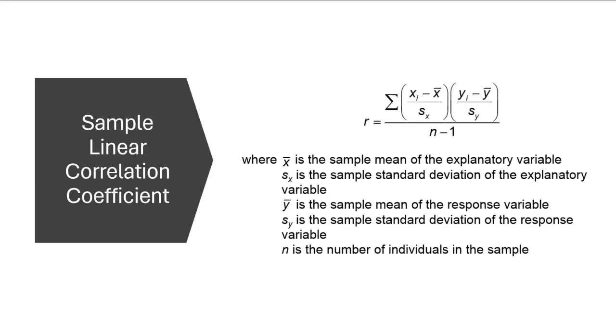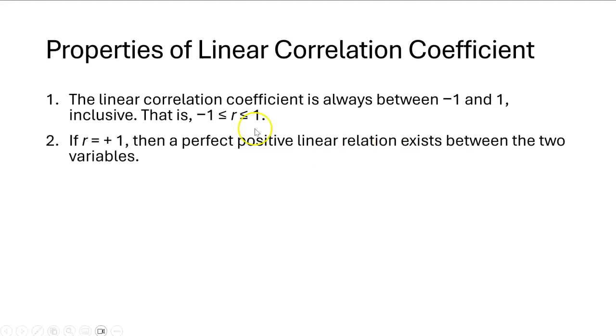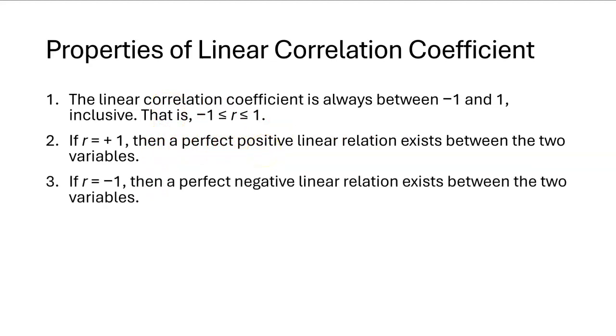So we're going to go through and work an example and calculate this step by step. But before we do that, there are some properties of linear correlation coefficients that I want to talk about. The first is that the linear correlation coefficient is a number that's between -1 and 1. All right, it'll never be outside of those bounds. It'll always be between -1 and 1. If r is positive 1, then there is a perfect positive linear relation between the two variables. If r is -1, there's a perfect negative linear relation between the two variables.